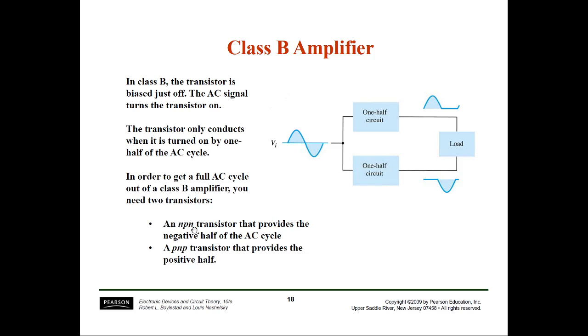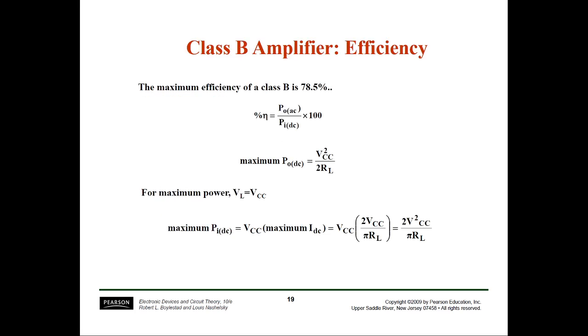As far as the NPN transistor is concerned, it will conduct the negative half cycle, and the PNP transistor will conduct the positive half cycle. How to remember? NPN, negative conduction; PNP, positive half cycle will conduct. You can remember it like this. The maximum efficiency is 78.5%. Keep in mind, the class B amplifier efficiency is 78.5%.